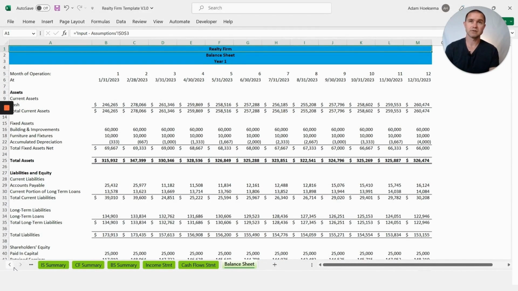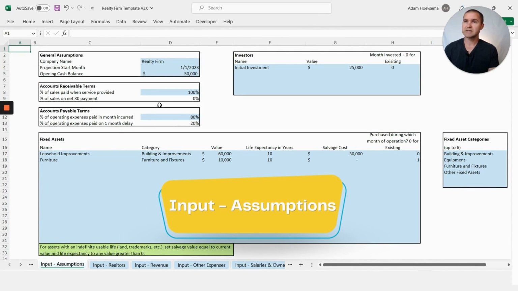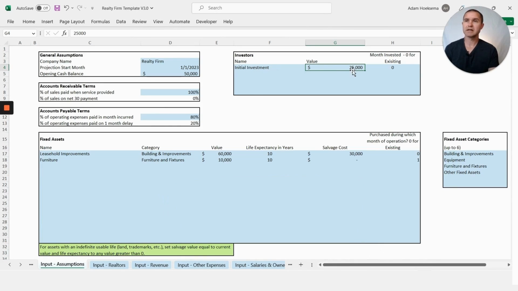Now, in order to produce these reports, we have a little bit of work to do. So I'm going to go through our various input tabs here in blue. We're going to start with our input assumptions tab here. And we're saying, hey, we're going to put in $25,000 of initial investment. So let's assume this is your initial personal investment that you put into the business. And you can also set a starting cash balance for the start of the projections.